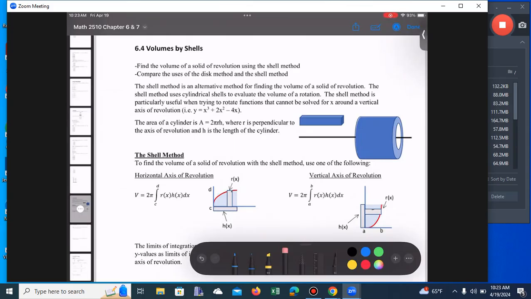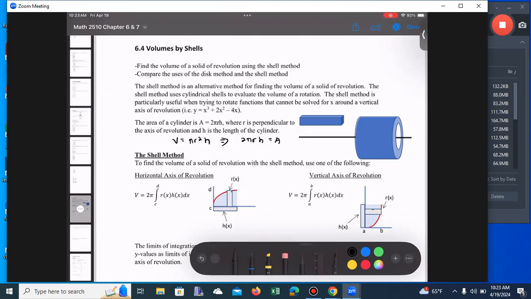And if you think about that, the volume of a cylinder is pi r squared times h. And if you were to take the derivative with respect to r, you'll get 2 pi r times h, which is your surface area. Right, so that's where that's coming from. We're just going backwards on this.